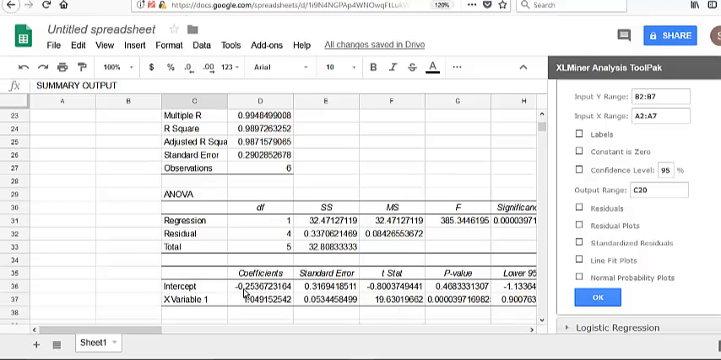Negative 0.253, that's the intercept, and the slope is 1.049. So the equation would be 1.049x minus 0.2. So the data is here, and the r squared is up here, 0.989. So it's not quite as easy to get to, but it's doable using the Google spreadsheet.